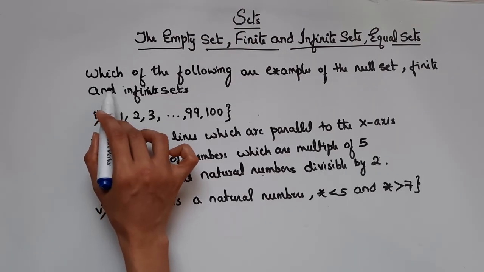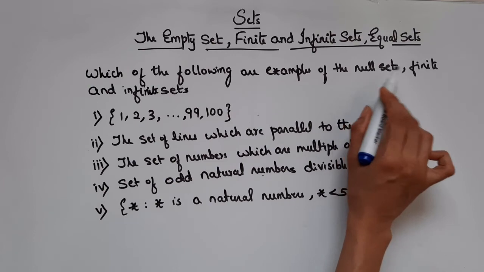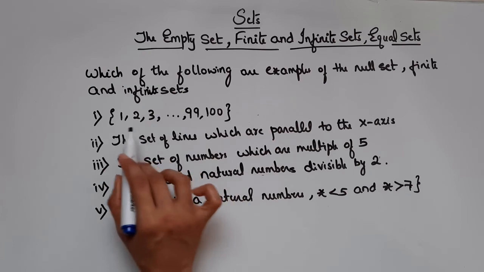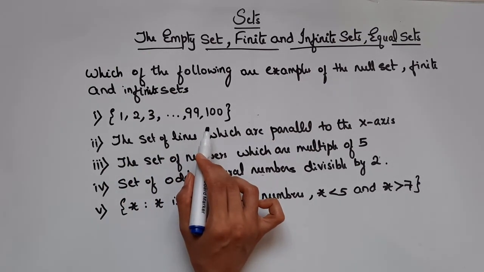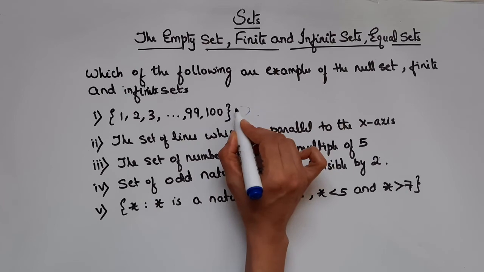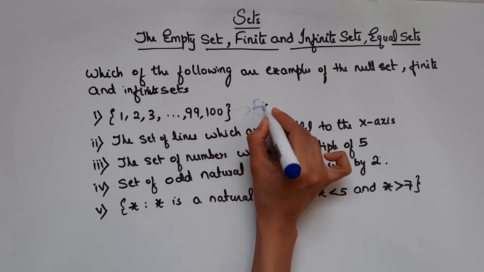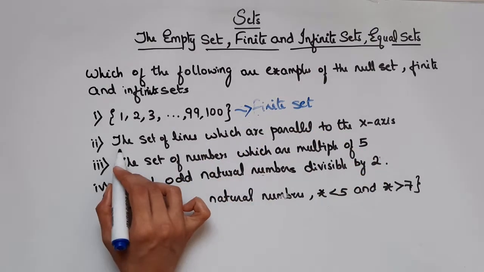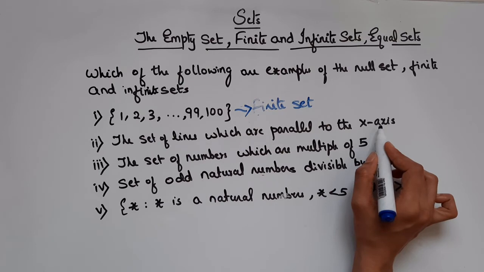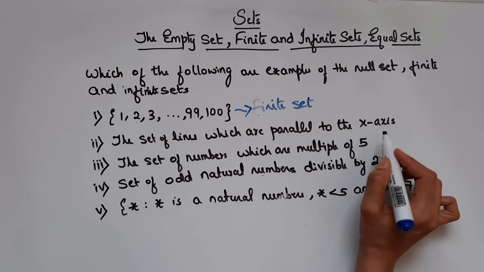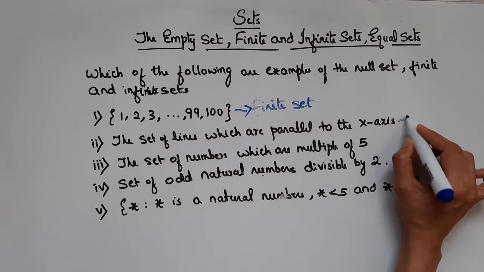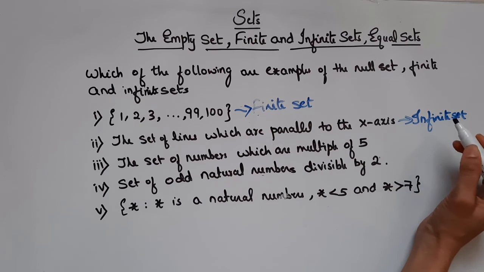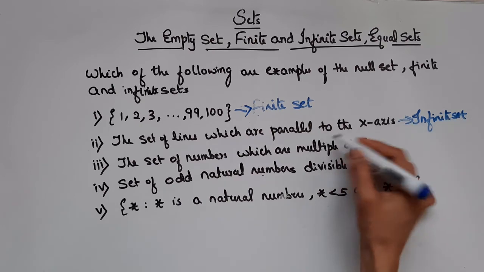So now let's say this problem here. It says, which of the following are examples of null set, finite and infinite sets? So here we have the natural numbers from 1 to 100. So here the elements are countable, right? So therefore this is a finite set. Next we have the set of lines which are parallel to x-axis. So we can draw an infinite number of parallel lines to x-axis. So therefore it's an infinite set. We cannot count the number of lines that are parallel to x-axis, right?